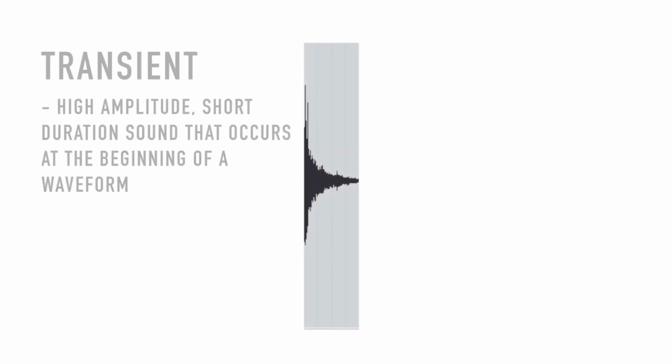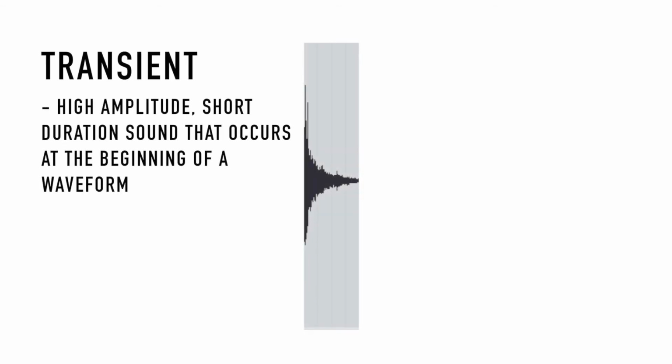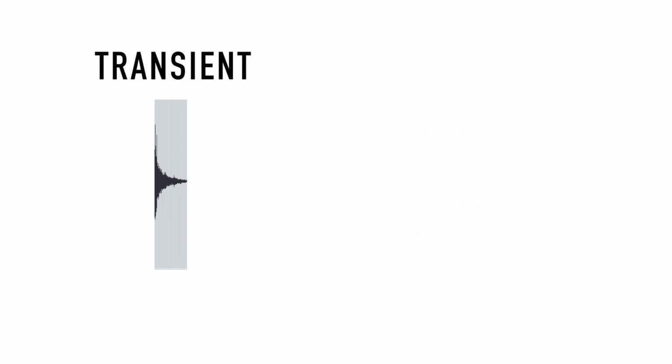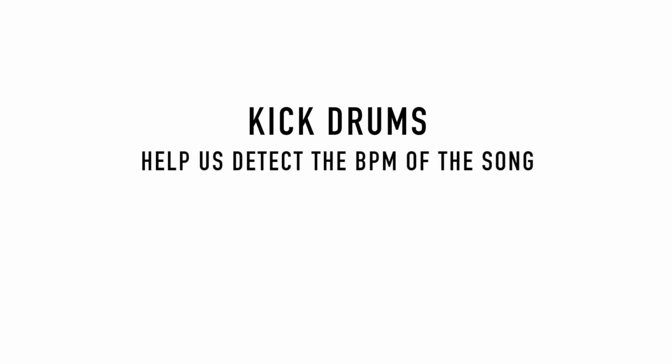A transient is defined as a high amplitude, short duration sound at the beginning of a waveform that occurs in phenomena such as musical sounds, noises, or speech. Transients can be seen when we zoom in very close to a waveform. The most important transients to keep in mind when DJing or producing are that of kick drums because they help us detect the BPM of the song.